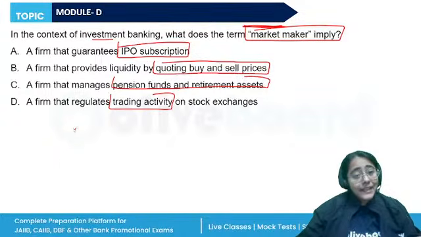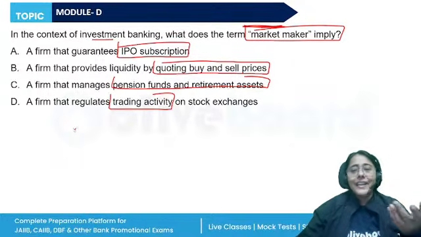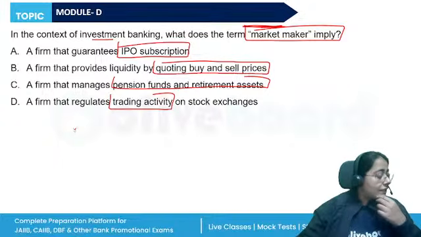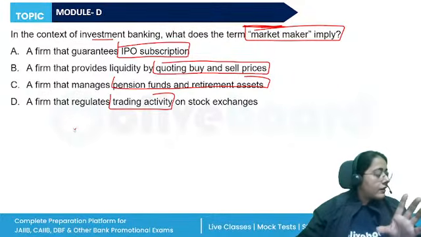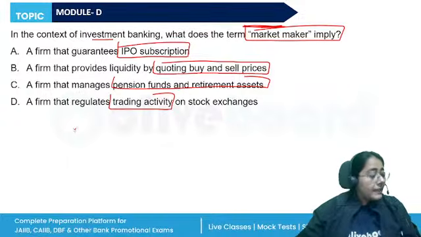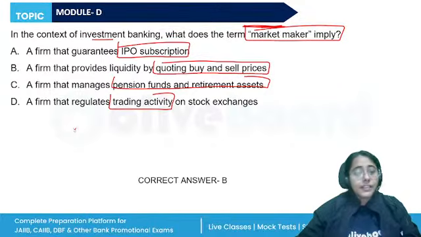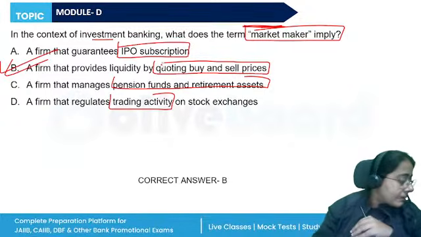It guarantees IPO subscription? There's no guarantee. There's no guarantee ever in investment. Why would it guarantee IPO subscription? I told you, whenever there's a fixed promise that your IPO will be subscribed or there will be a guaranteed return, it is incorrect. Market maker means a firm that provides liquidity by quoting buy and sell prices.